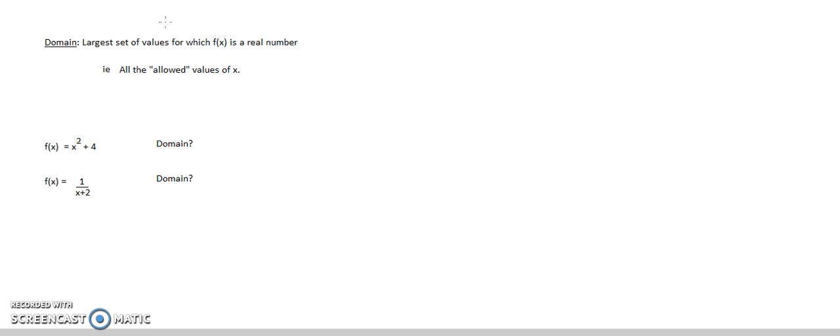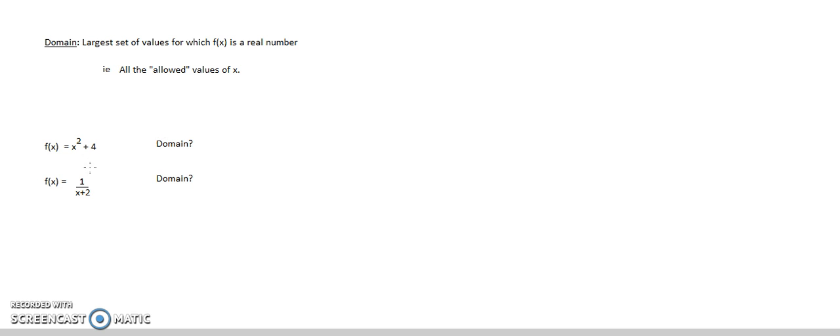All right, the next function concept that we're going to talk about is the idea of domain. So the book definition is the largest set of values for which f of x is a real number. As far as book definitions go, this one's not a bad one. They're saying you want to find all the values that make your function or your y value a real number. So basically you're looking for all of the allowed values of x. If there's a value of x that would give you something that's undefined or a complex or imaginary number, those aren't going to be in the domain.